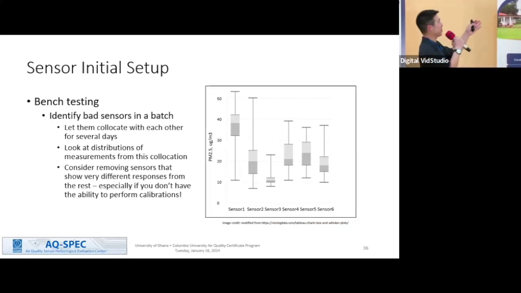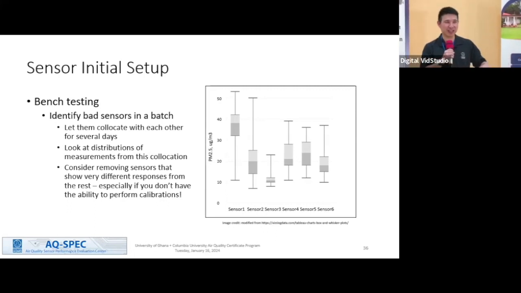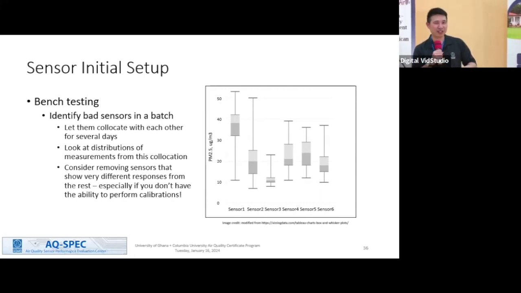Here's an example. This is not real, this is made up, but here's an example of 6 PM 2.5 sensors and their distributions. If I had to figure out which of these sensors I should keep to use for the monitoring project, and which I should not use because their response is very different from the others, which ones do you think I should keep and which ones should I not use?